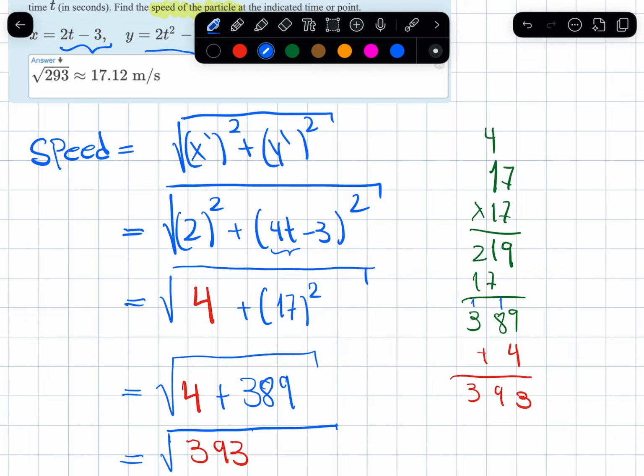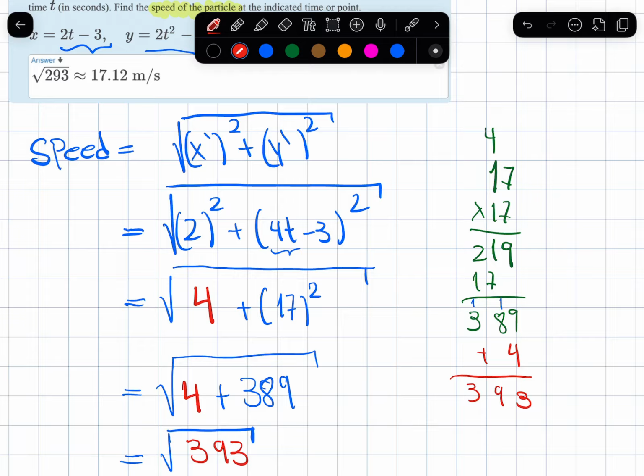And I've got to take the square root of this. The book is showing that the answer is the square root of 293. But I believe that's incorrect, because it needs to be a little bit more than 17 squared. So let me check my math for a second. 17 times 17 does equal 289. Oh, so that's the mistake I made here.